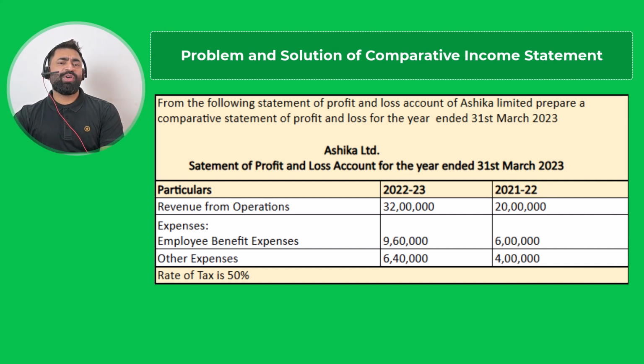The amounts given to you are revenue from operations, and then there are expenses, which is employee benefit expense. Amounts for both the years are given. Other expenses, amounts for both the years are given, and the rate of tax is 50%. It is for both the years, as you see. It is not particularly called out for either 22-23 or 21-22. If it is, then you'll have to consider the tax rates accordingly. But now we can safely say that the rate of tax is 50% for both the years.